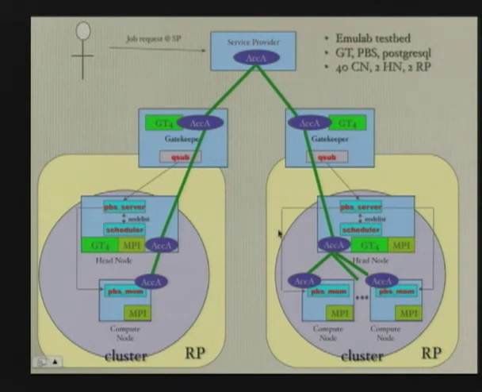This experiment is done in the EmuLab testbed, where real physical machines and virtualized physical machines are provided. And we used Globus Toolkit as the grid web service container. We used PBS, Portable Batch System, as our scheduler, and PostgreSQL as the database management system. We use two head nodes and two RPs here.